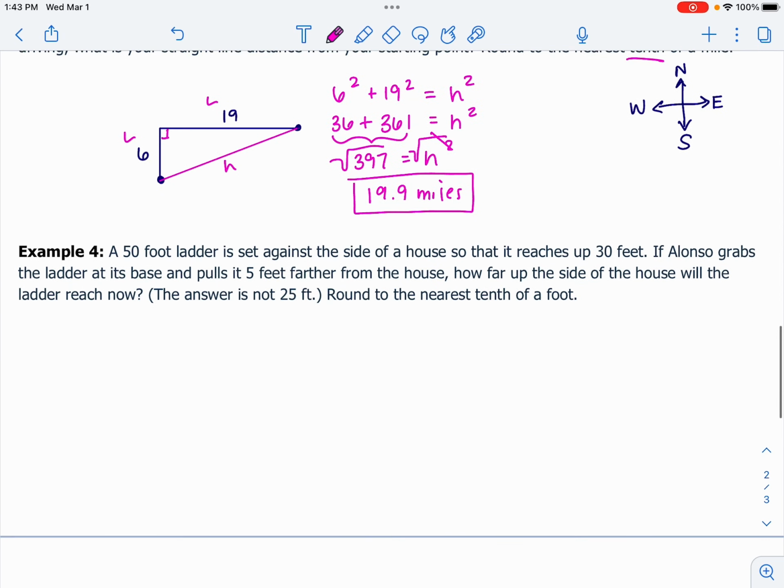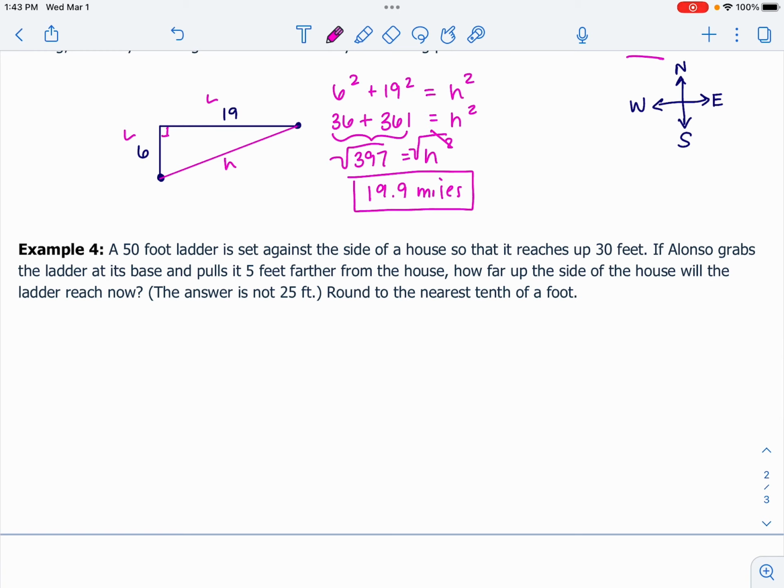Okay, last word problem. This one's a little bit trickier. A 50-foot ladder is set against the side of a house so that it reaches up 30 feet. If Alonzo grabs the ladder at its base and pulls it 5 feet further from the house, how far up the side of the house will the ladder reach now? It gives us a hint. The answer is not 25 feet. Round to the nearest tenth of a foot.